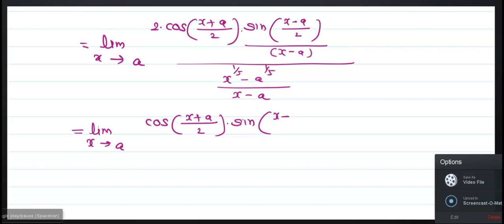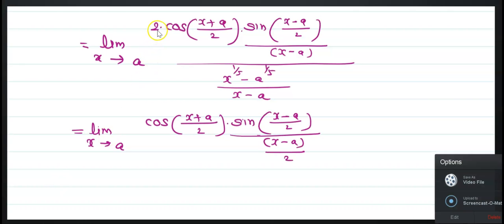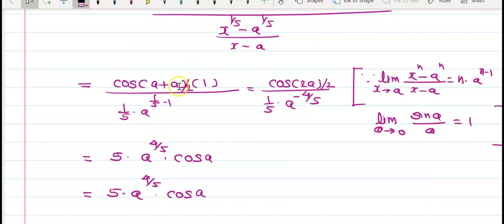Now see this again. This 2 is adjusted here because of sine of theta upon theta. That is the cos of a plus a upon 2 into 1. This is 2a upon 2, that is the cos of a.